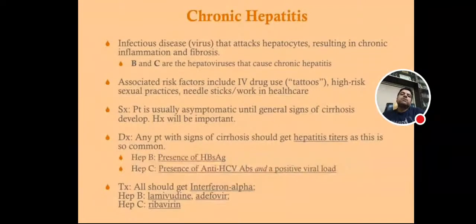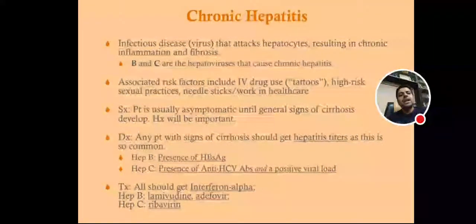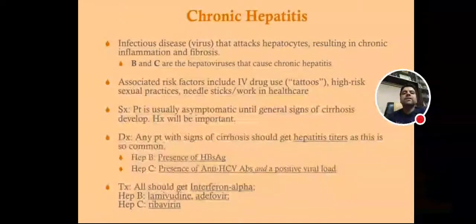In hepatitis B, we are going to see the presence of hepatitis B surface antigen. In hepatitis C, we see the presence of anti-HCV antibodies and a positive viral load. And for treatment, all chronic hepatitis is treated with interferon alpha. All means chronic hepatitis, not hepatitis A and E.